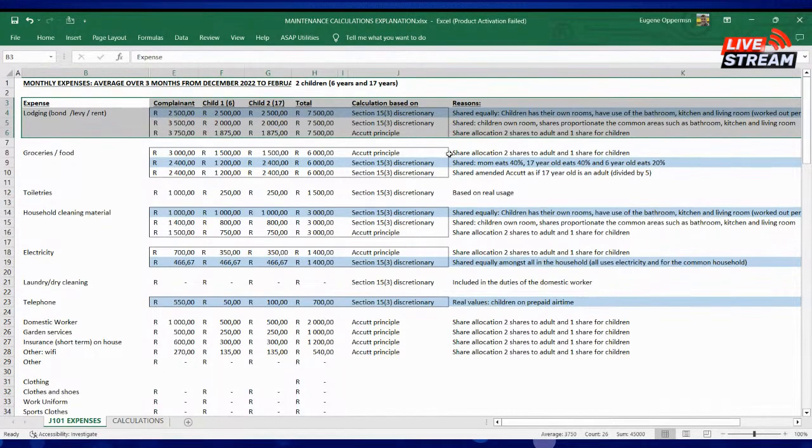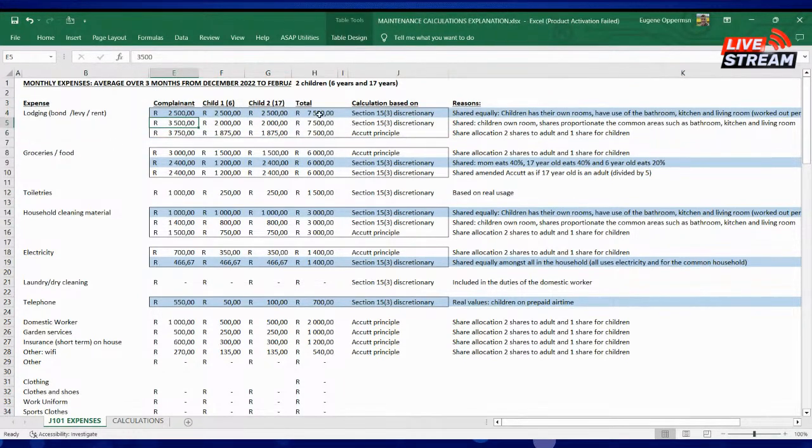Let me explain what I mean by that. Say, for instance, we have the total amount of lodging for 7,500 Rand. Remember now, that's for a mom and then 2 children ages 6 and 17. So now we all know, and we've learned that from the previous webinar, that South Africa has a discretionary system.